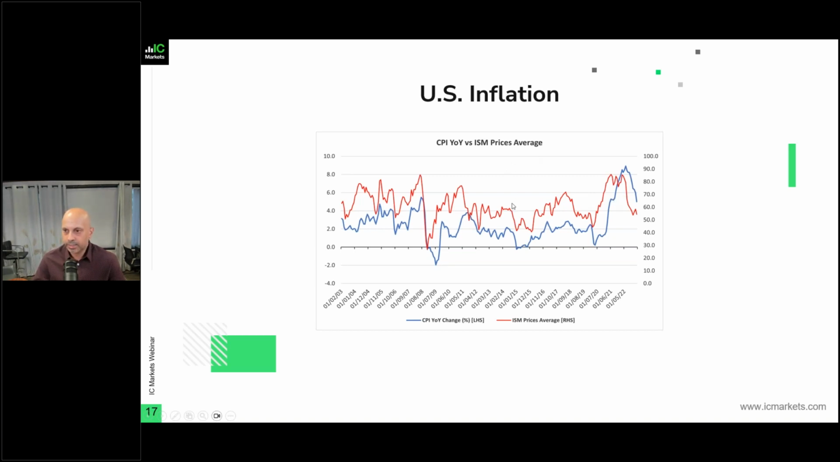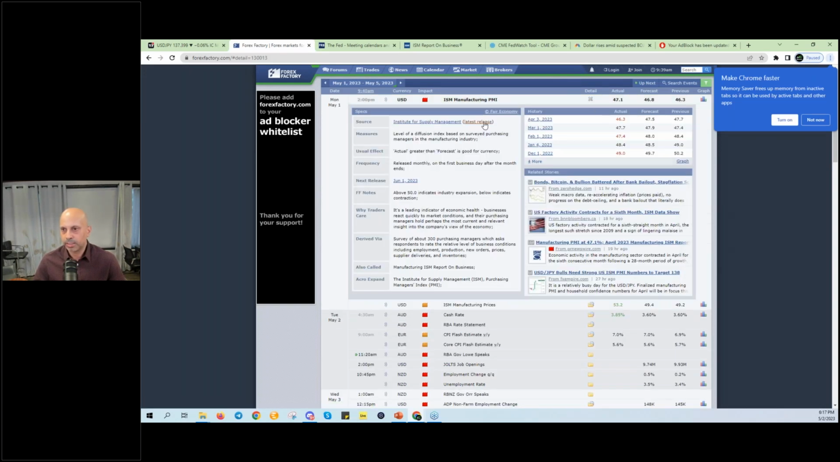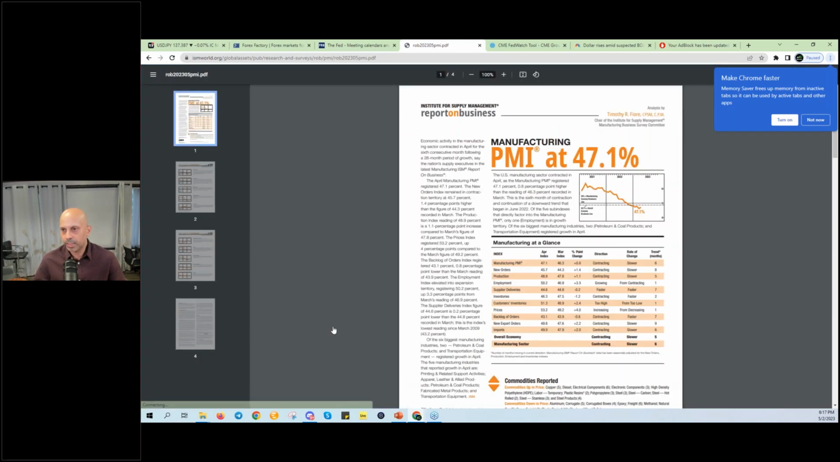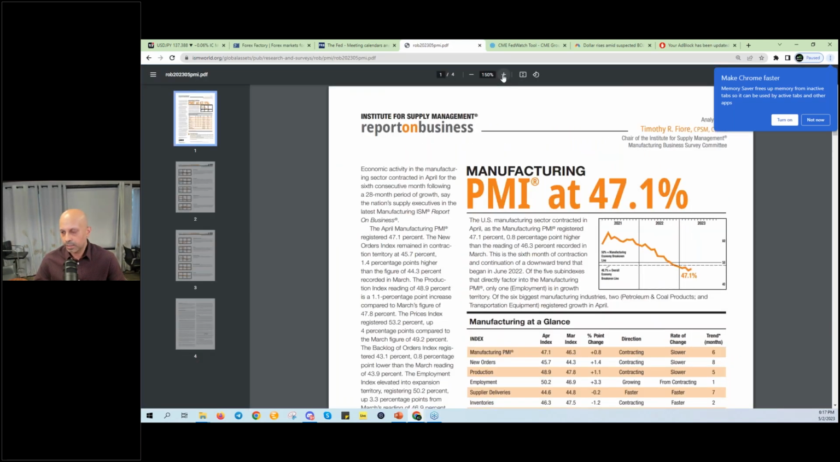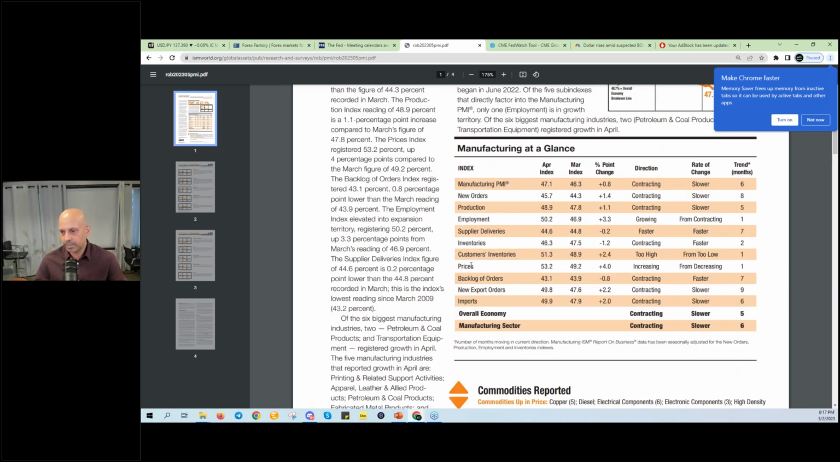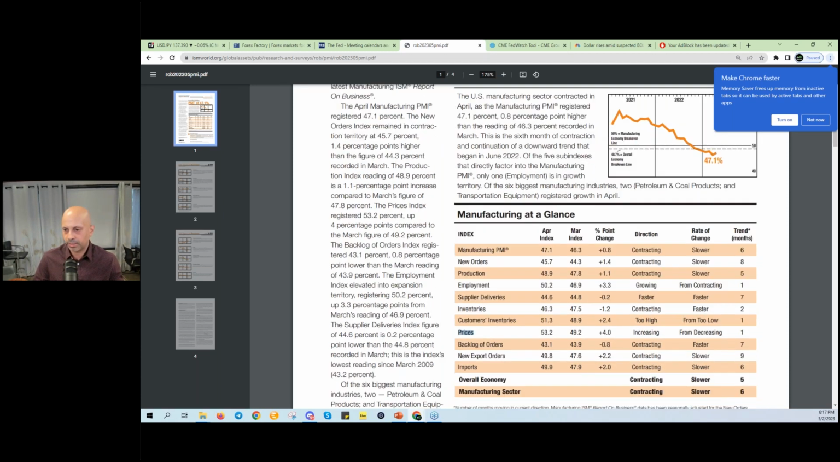Like I mentioned earlier, like ISM prices. So let me just go back to Forex Factory. Okay, so I'll click on the folder here for ISM Manufacturing PMI, go to latest release, and that takes me to this page here. When you look at view charts, there's the headline figure and you have all the other sub indices as well. And prices here refers to, of course, inflation in the manufacturing sector. And conversely, when you look at the report for the services sector, you will have the same sub indices as well.